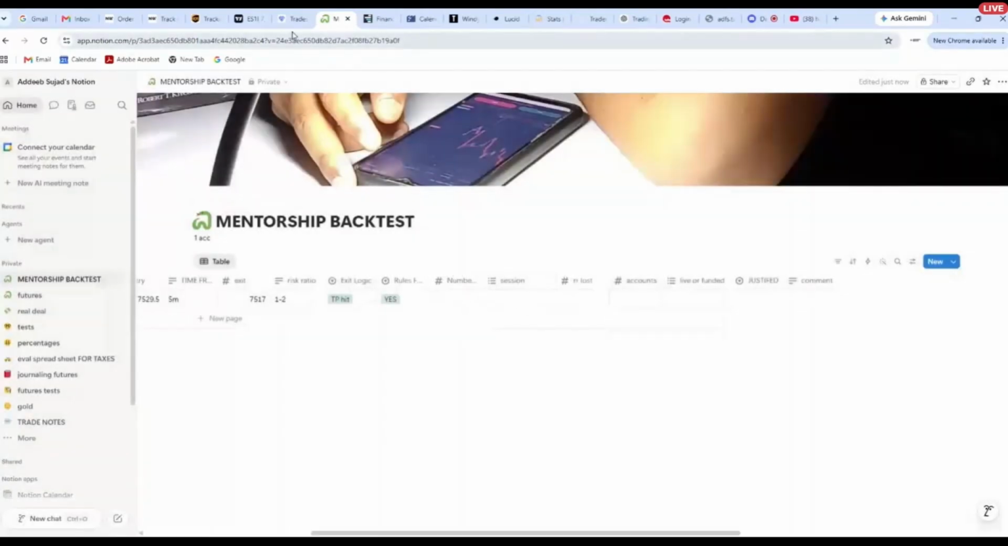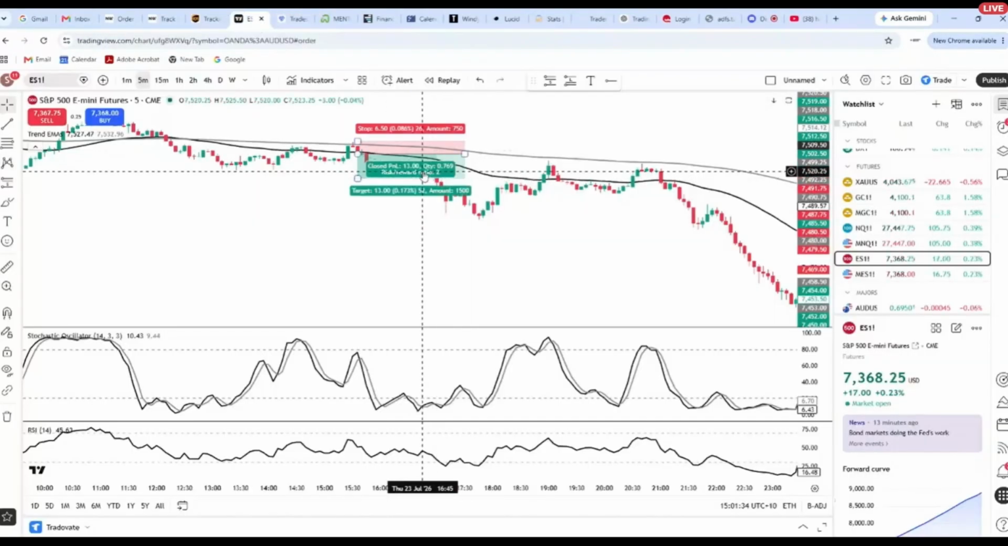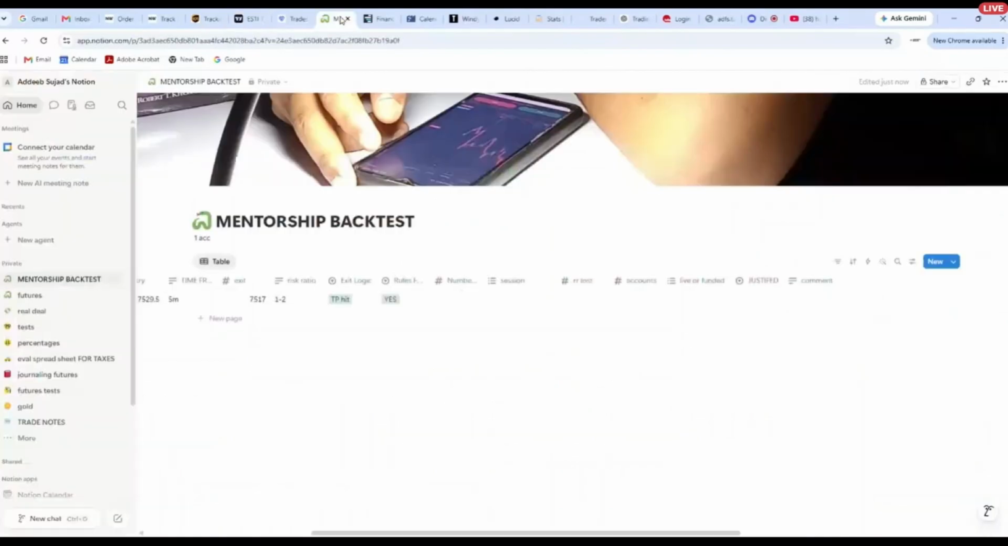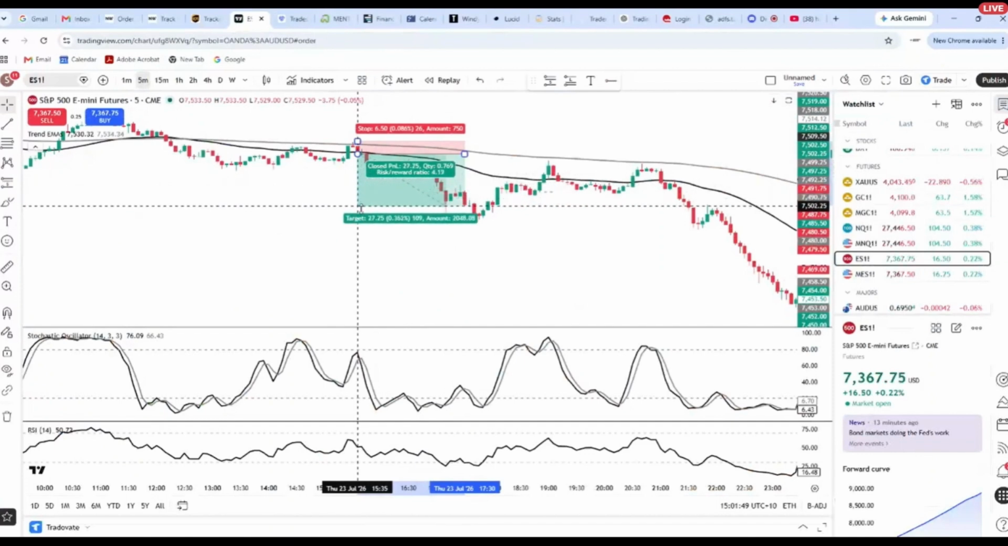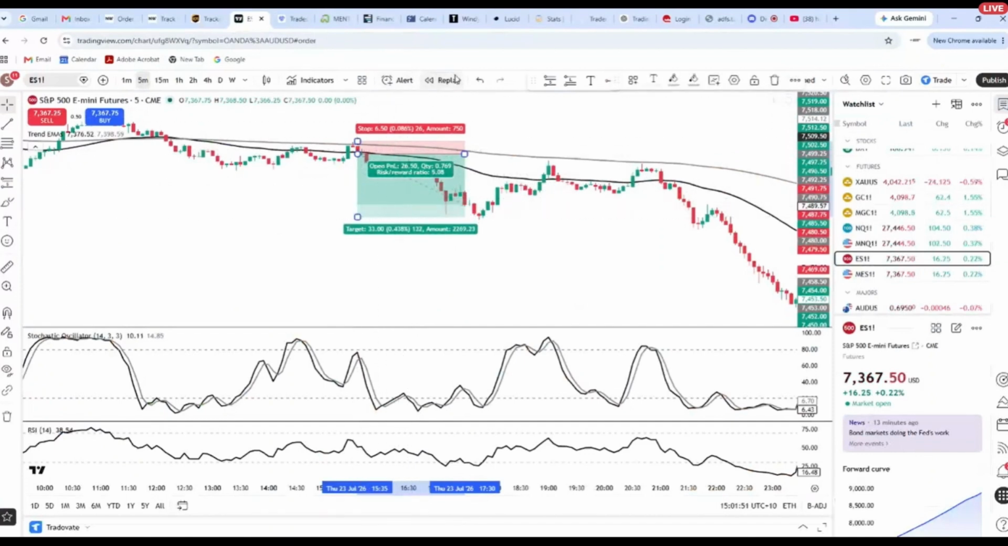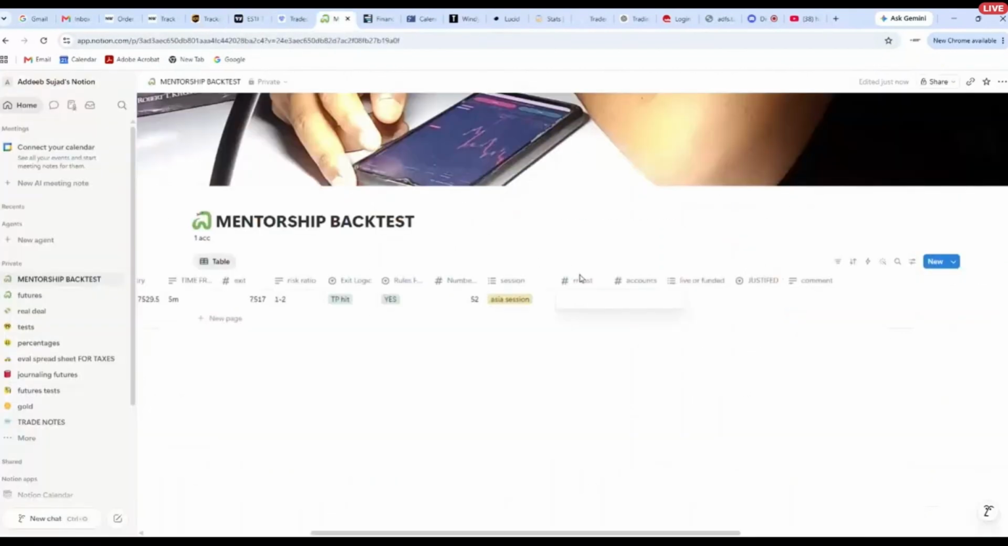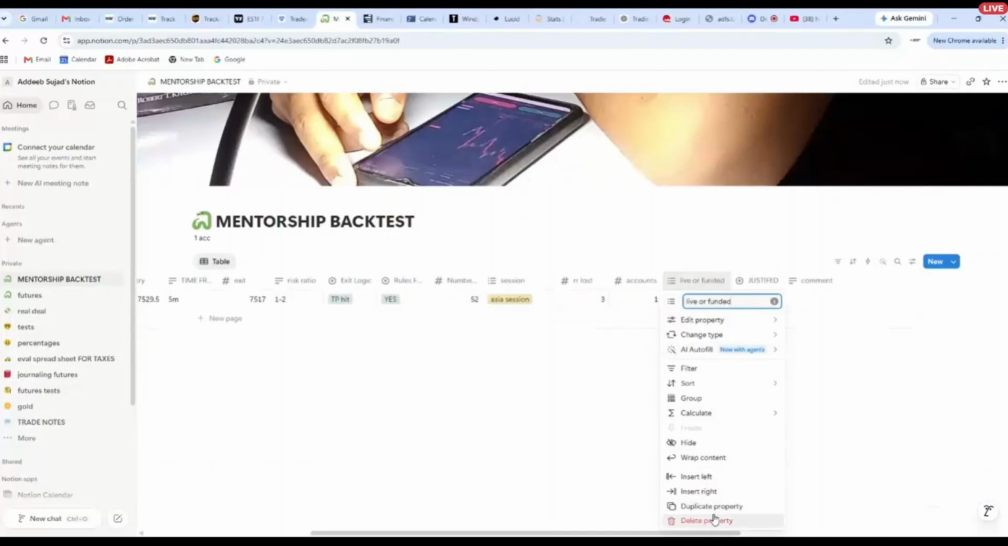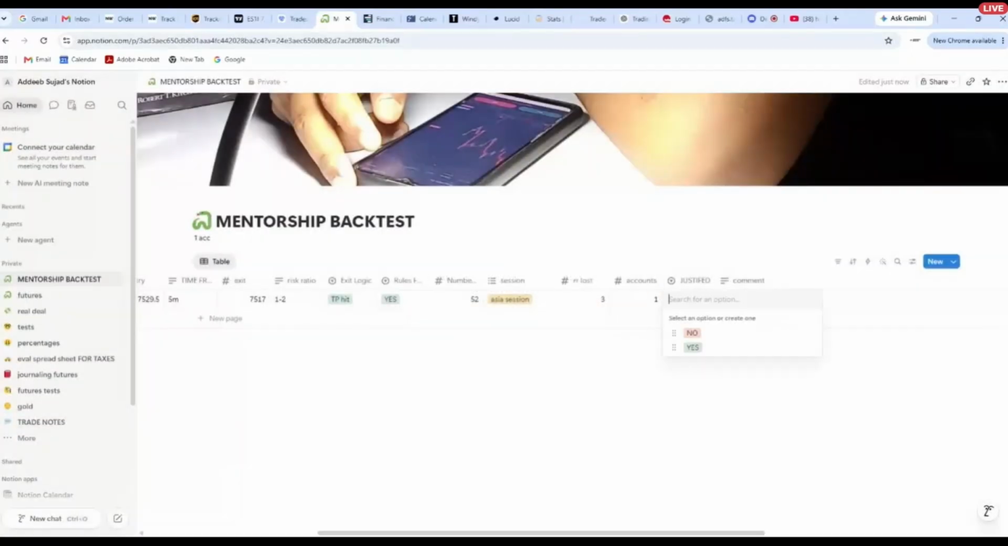And the number of pips, it's ticks here, so it's just 52. That's the amount that we made. And the session, this is 15.2, the Asian session. And the R's we lost, we could have made 3 more. You don't really need it, but we'll do it just for the video. An account, obviously just one account. Live or funded, we don't really need that. And it's justified, so yes, justified, and we do the comment.